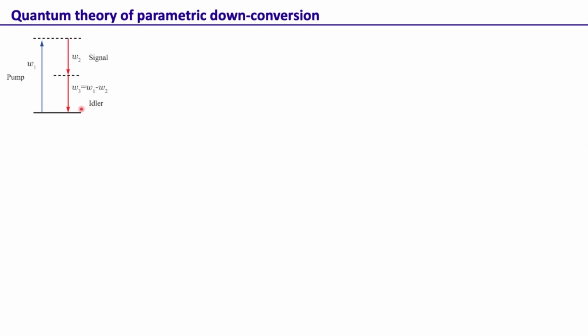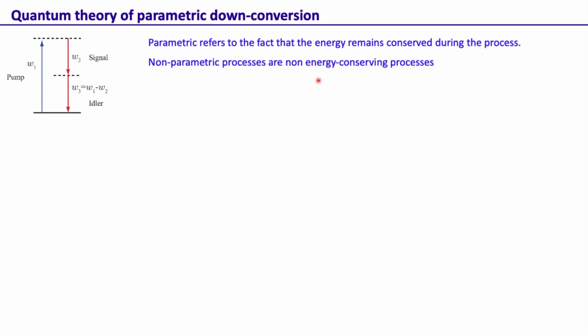So this is the parametric down conversion process, in which a medium absorbs a photon, called the pump photon, at frequency omega 1, and then produces two photons, one at frequency omega 2 and the other at difference frequency omega 3. So omega 3 has to be omega 1 plus omega 2. Now, parametric refers to the fact that energy remains conserved during the process.